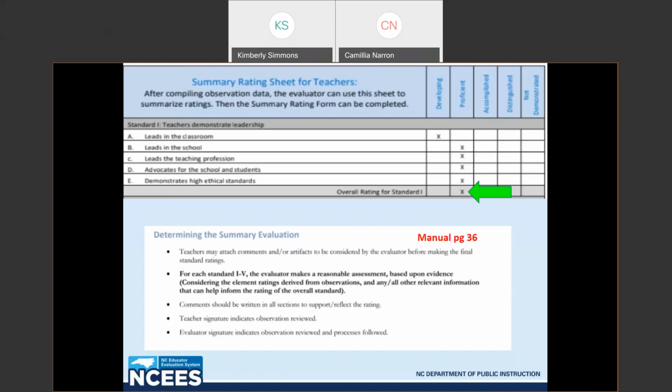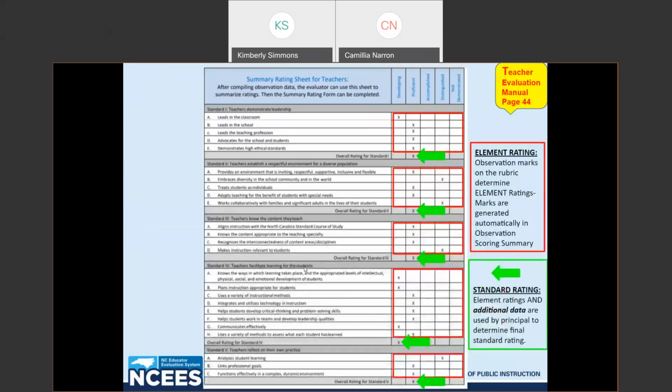It really is about what all the principal knows about this teacher, and it helps inform. Now, you do put a lot of weight into those element ratings because all of that data was collected throughout the year, but it really also is about other additional data that the principal can consider as well. So let's talk more about that because we'll look at it.